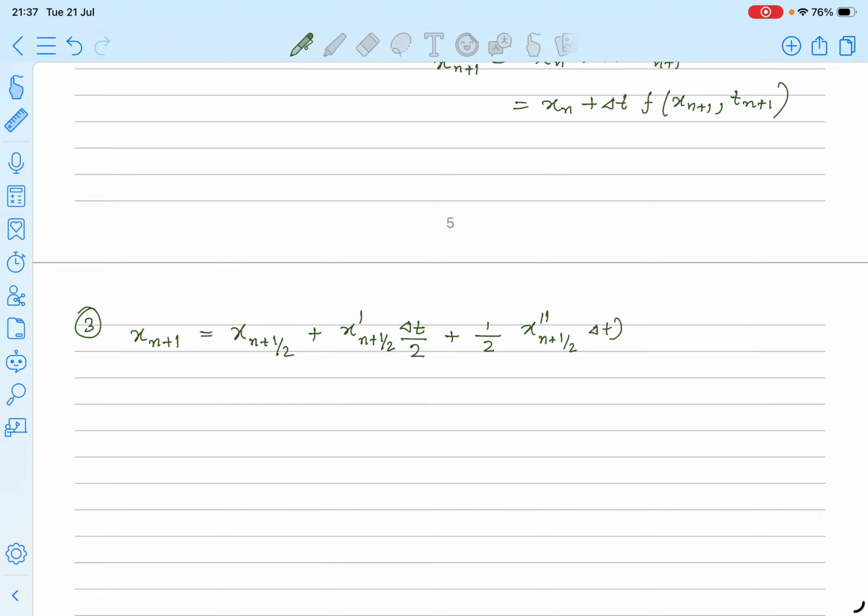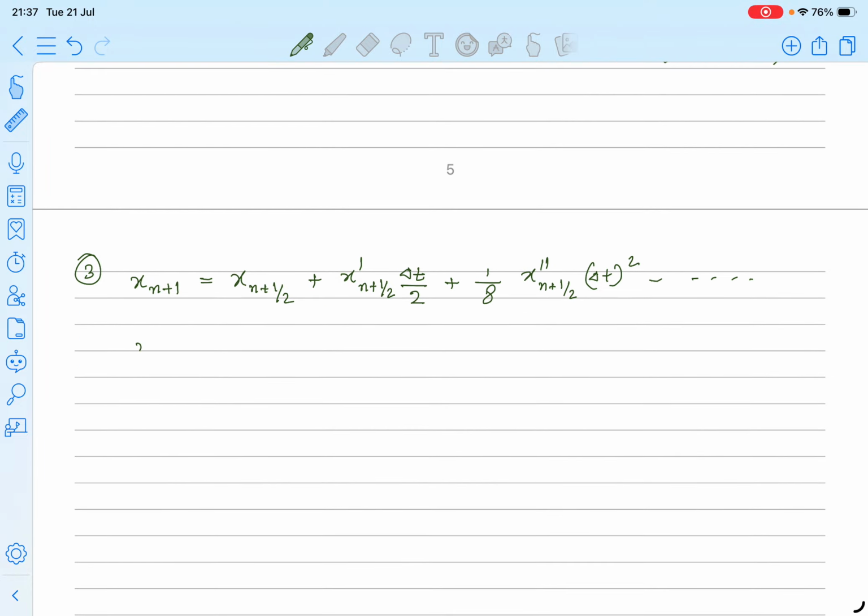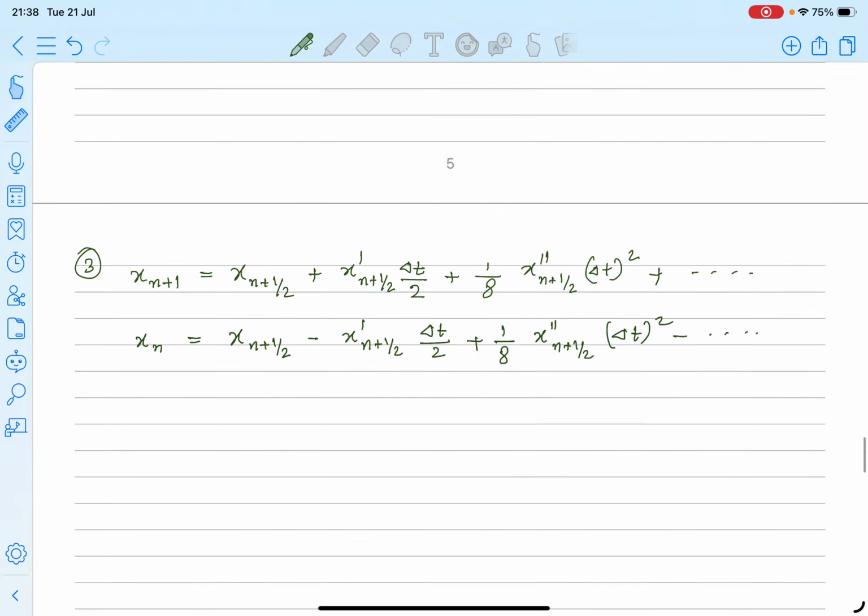So this is delta t squared, this will become 8, and then minus, we will also do a Taylor expansion of x_n around n plus half. So this is x_{n+1/2} minus x'_{n+1/2} delta t by 2, plus 1 by 8 x double dash at n plus half delta t squared, minus and so on.